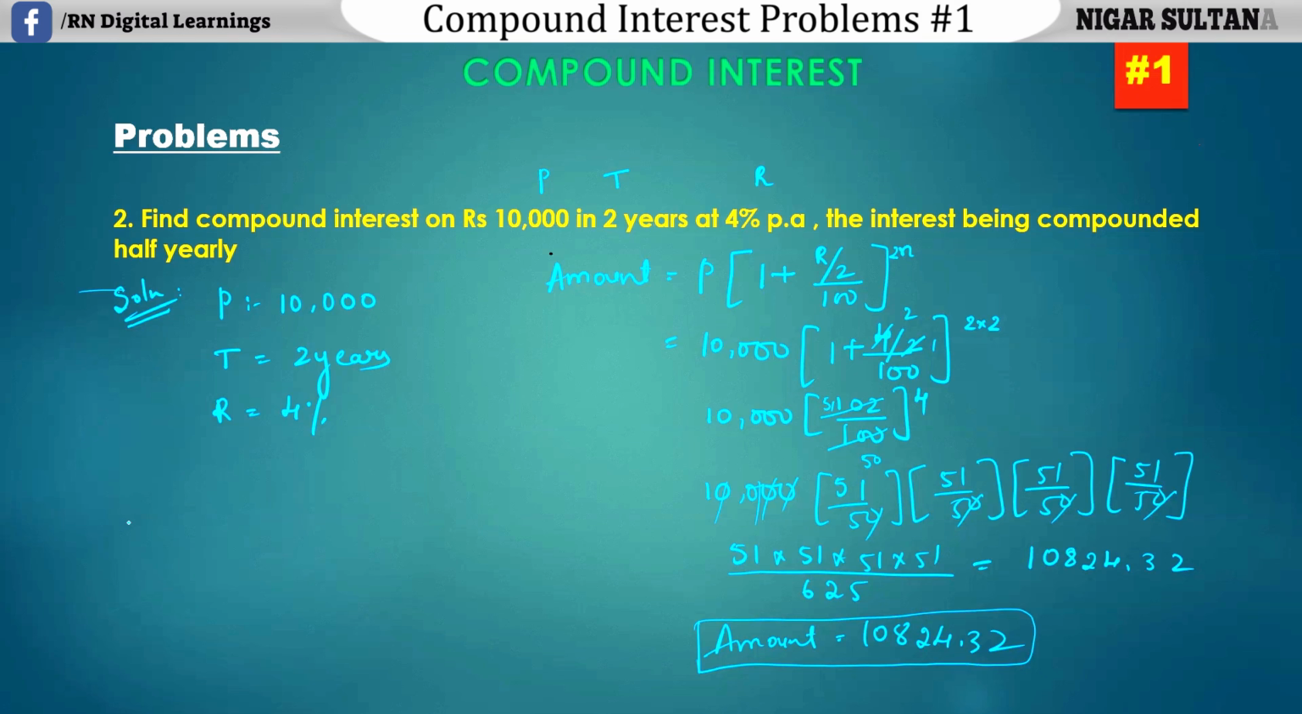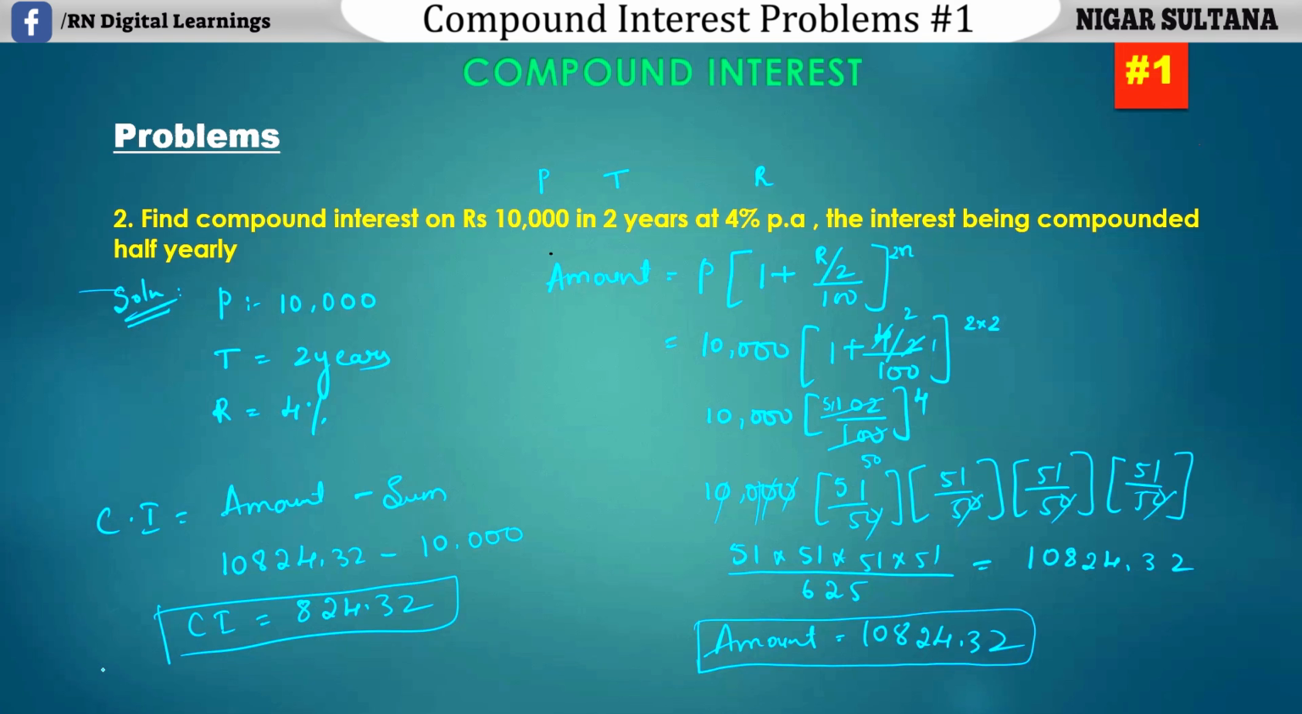What is the formula to find the compound interest? It is equal to amount minus sum. What is the amount? 10824.32 minus 10,000, right? So what is the value? CI is equal to 824.32. So this is the answer of this problem.